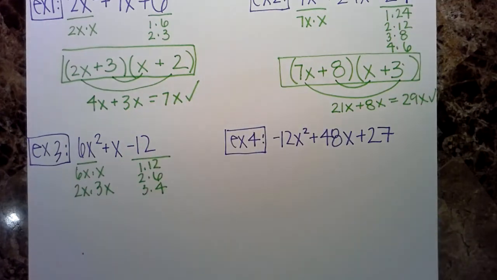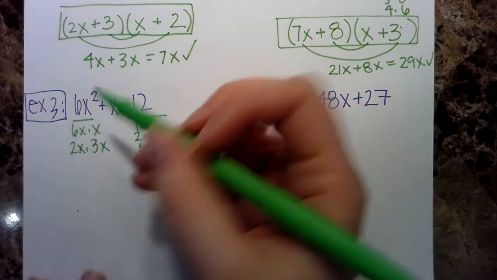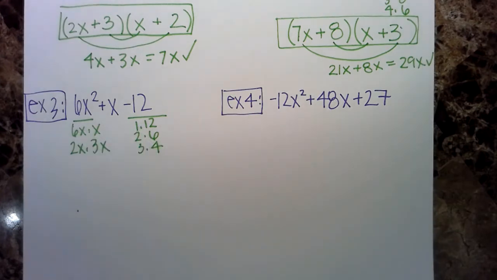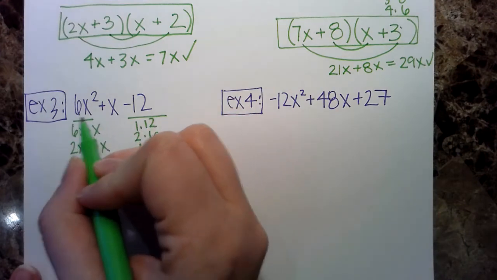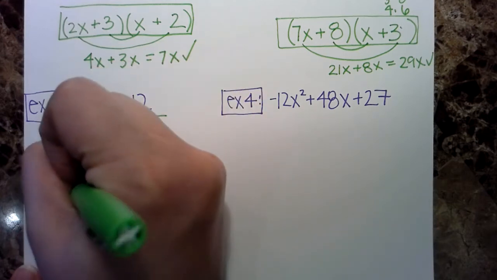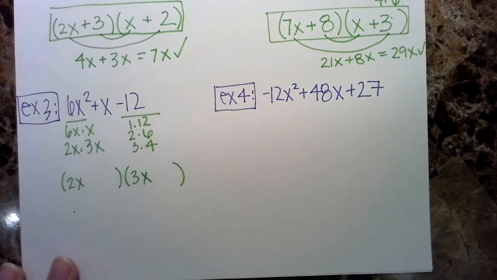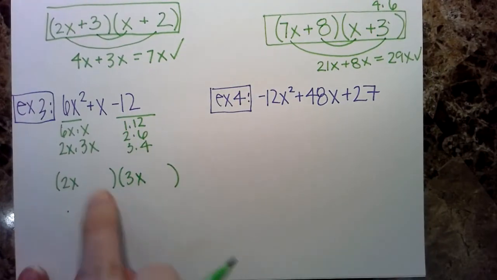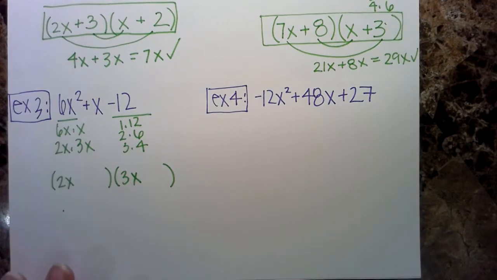So here's what we're going to have to do. We're going to have to figure out, okay, can I start with some of the factors, so you almost have to just start trying a factor set. You can either start off with 6x times x or 2x times 3x. I'm going to start off with 2x times 3x and see if that works with some of my factors. If it doesn't, then I want to put the 6x and the x here. But let's start with 2x times 3x.